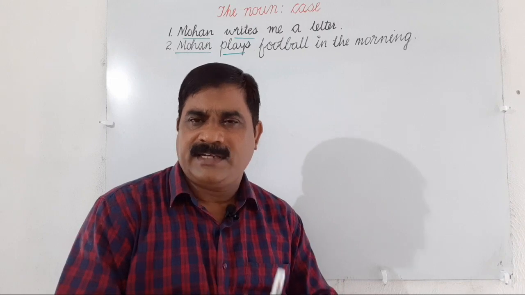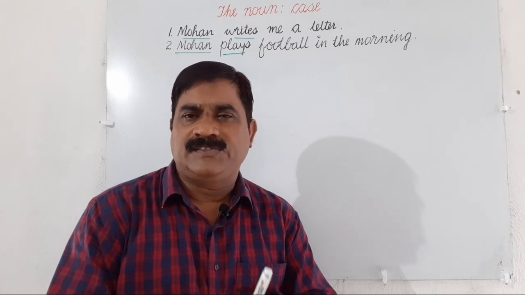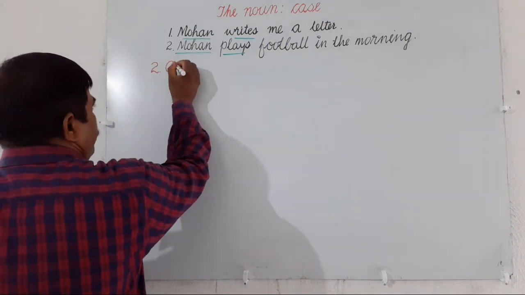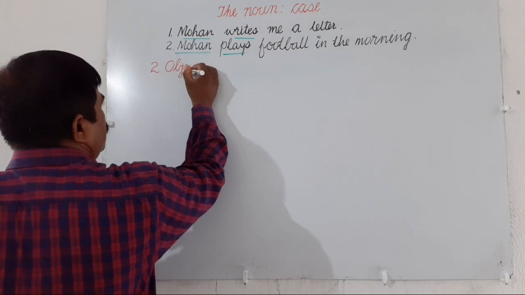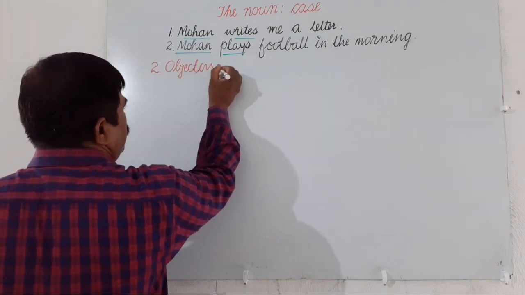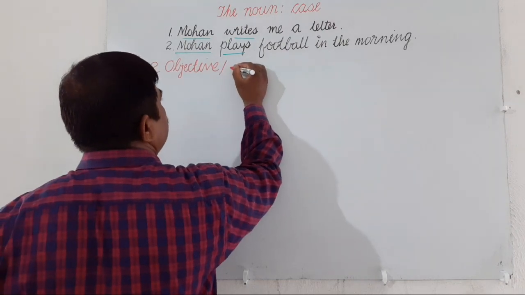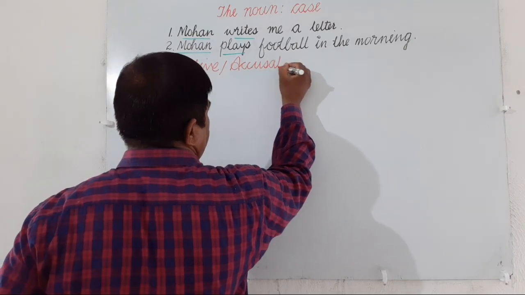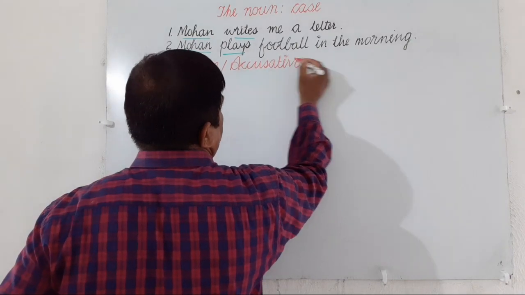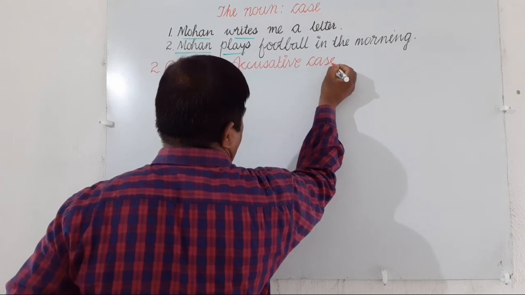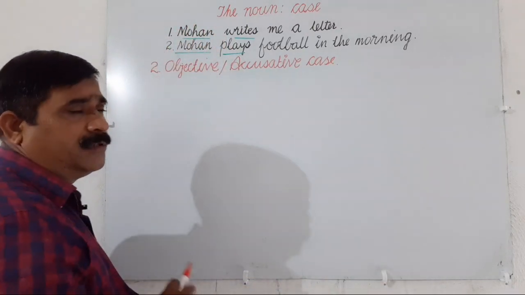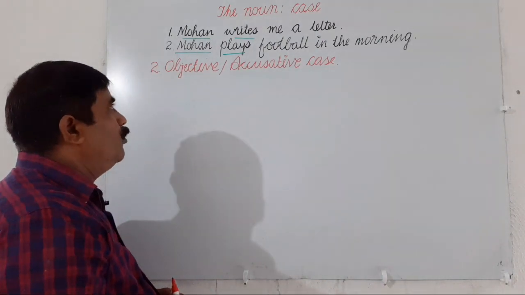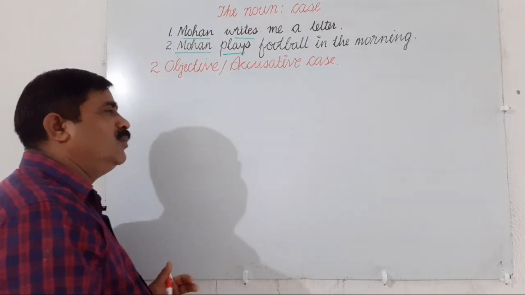Again, let me write down more sentences. Dear scholars, the next kind of case is objective or accusative case. Examine these examples. Mohan writes me a letter. Mohan plays football in the morning.